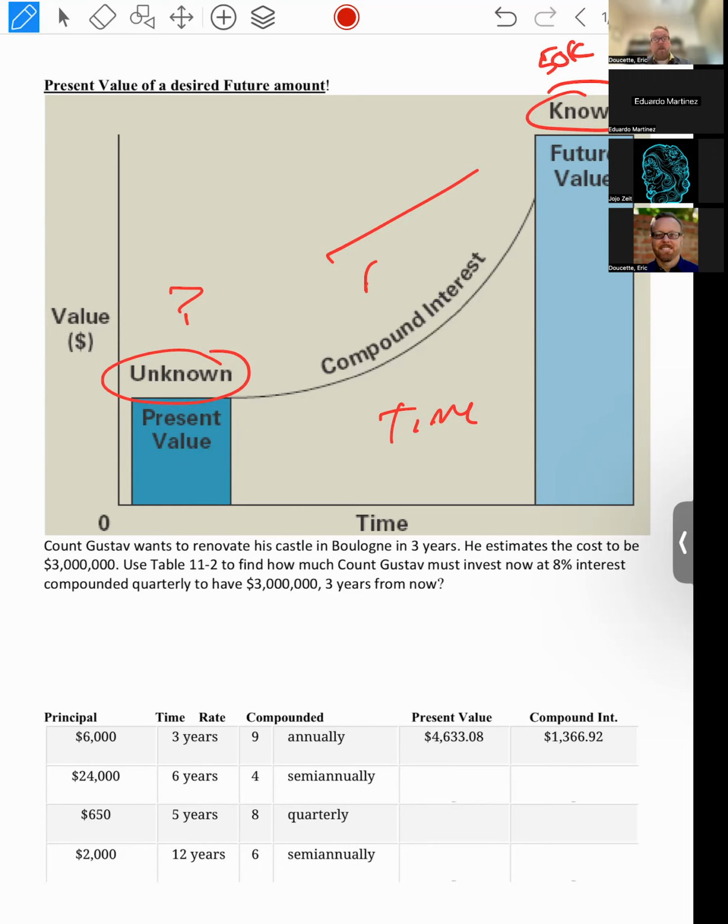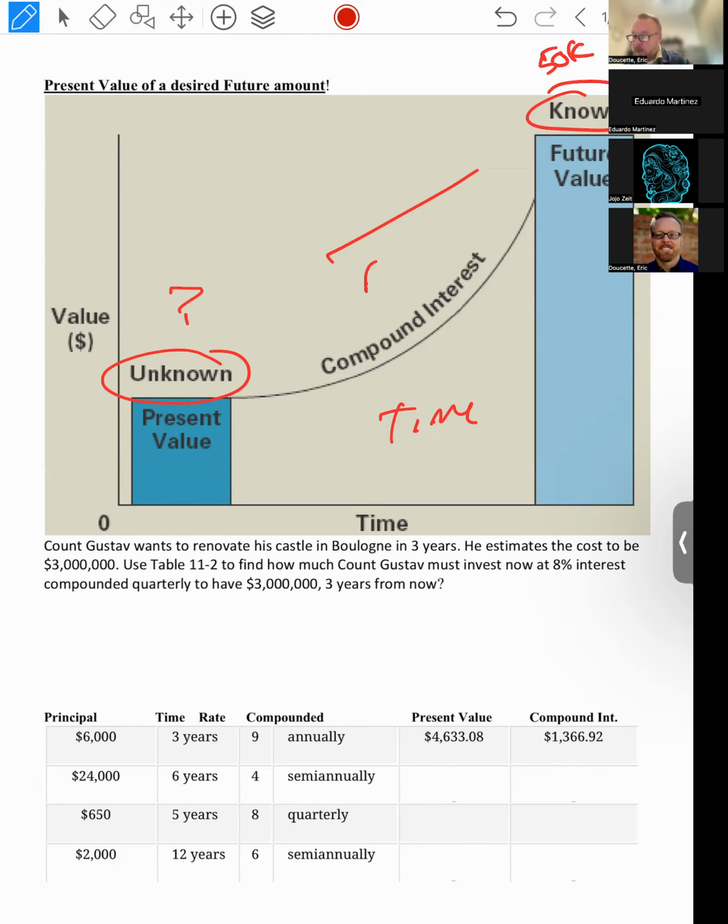And that's what I did a minute ago on the other video: I went to the wrong chart. I went to the present value chart, not the future value or compound interest chart. So chart 11.1 is for compound interest. Chart 11.2 is for present value problems. So our work went out here and it'll hopefully make more sense.